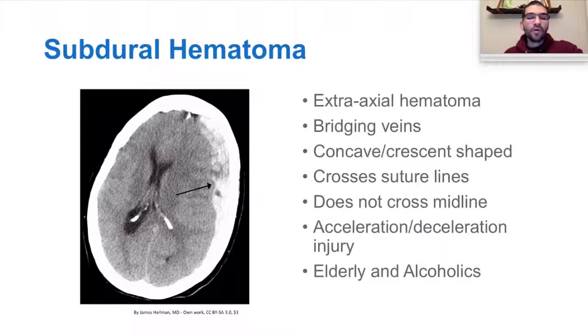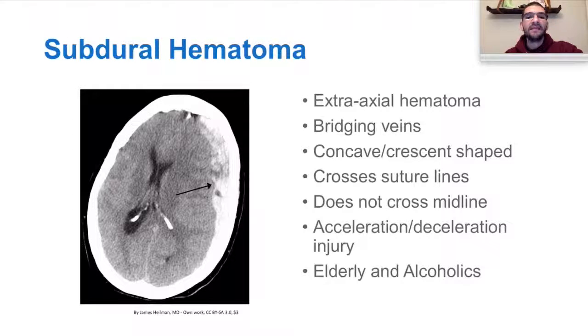Now, the next one is called a subdural hematoma. This is also an extraaxial hematoma outside the brain, and this is caused by injury to the bridging veins. I'll describe what those bridging veins are in a second. It tends to form more of a concave or crescent-shaped picture, as you can see here by the black arrow. And this does cross the suture lines, and the reason for that is because the subdural hematoma, just like it says, runs below the dura and is not limited by the sutures.